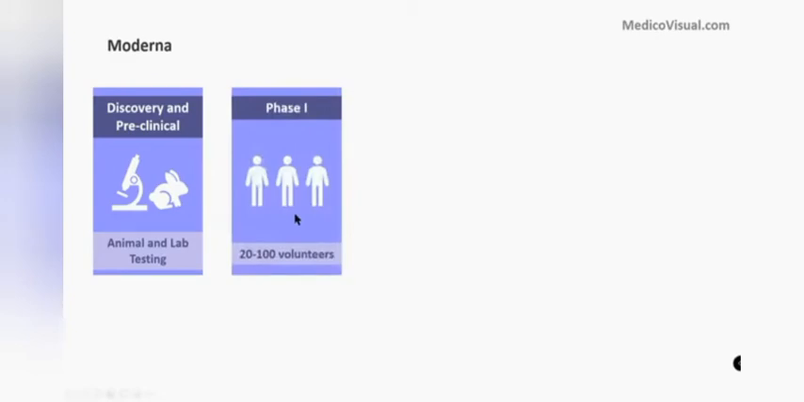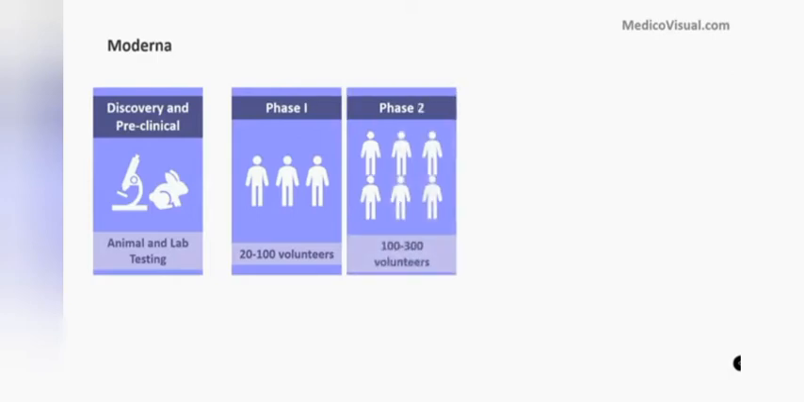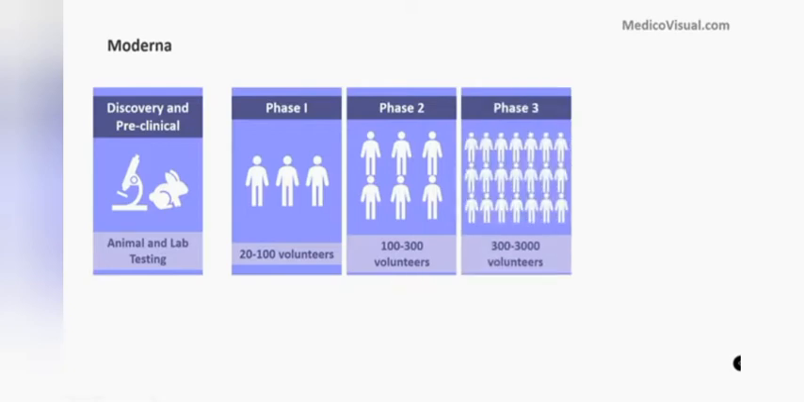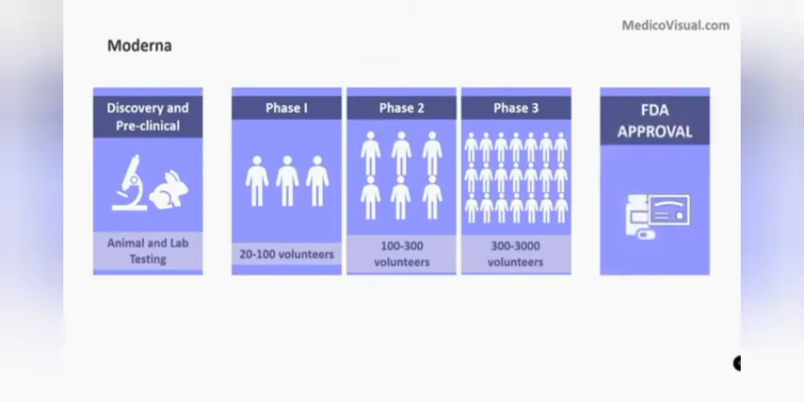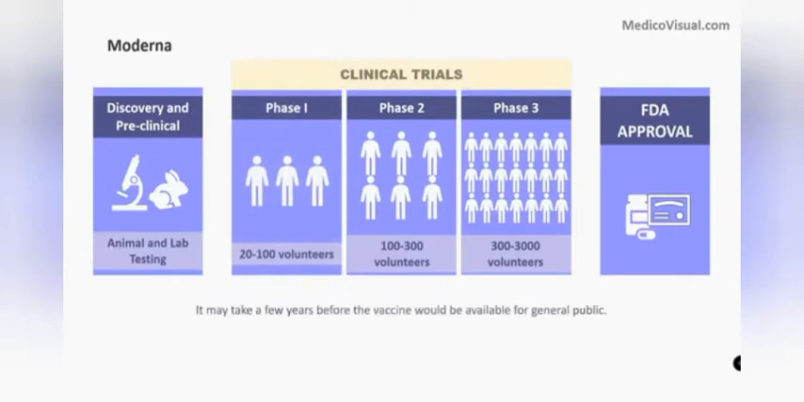In phase 1, this drug or vaccine is given to a very small number of volunteers, 20 to 100 volunteers, and they are observed to see if any adverse effect develops. Then gradually a bigger population is chosen, 100 to 300 volunteers in phase 2 and 300 to 3000 volunteers in phase 3. And if all goes well, it can finally be approved by the FDA for public use. Then it is marketed for public use and it is launched. So right now this vaccine is in phase 1. So it may take up to a year or so before it would be available for the general public.